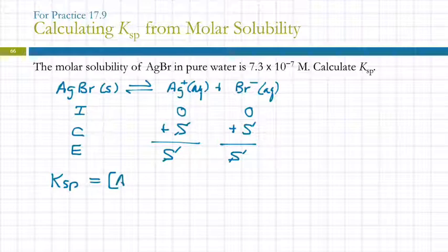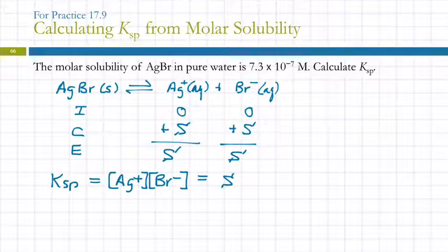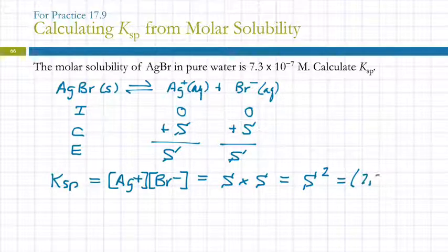KSP equals the silver ion concentration times the bromide ion concentration. And we've determined, looking at this little ICE table, that each of those is equal to the molar solubility. We've got S times S, which is S squared. And we know what S is because it told us in the problem: 7.3 times 10 to the minus 7. So KSP is that squared.